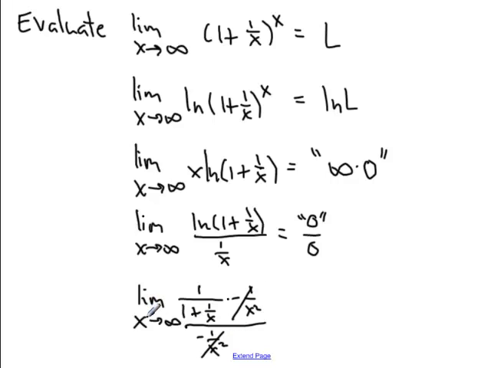Now, we can evaluate this and let x go to infinity. The 1/x term is going to go to 0, and so our answer is going to be 1 over 1 plus 0, which is equal to 1. So ln L is equal to 1. Remember, this limit is equal to ln L, which is equal to 1. Our original problem was to find L itself, and to do that, we just use the exponential, and L is equal to e to the 1, which is just e.